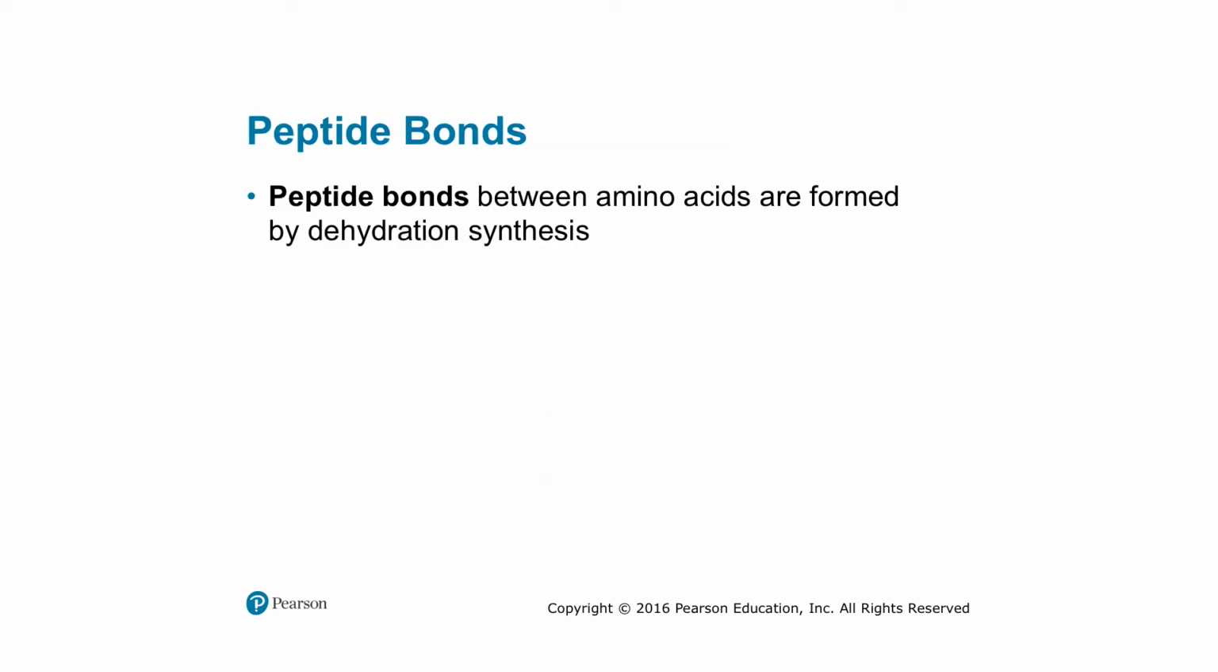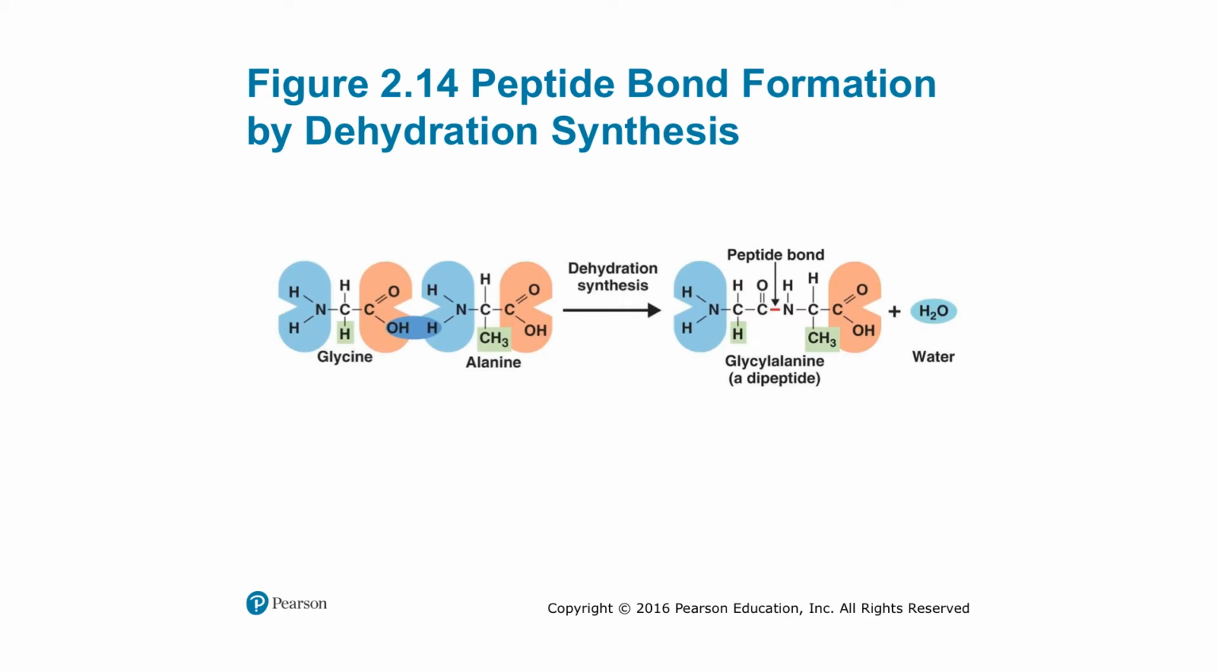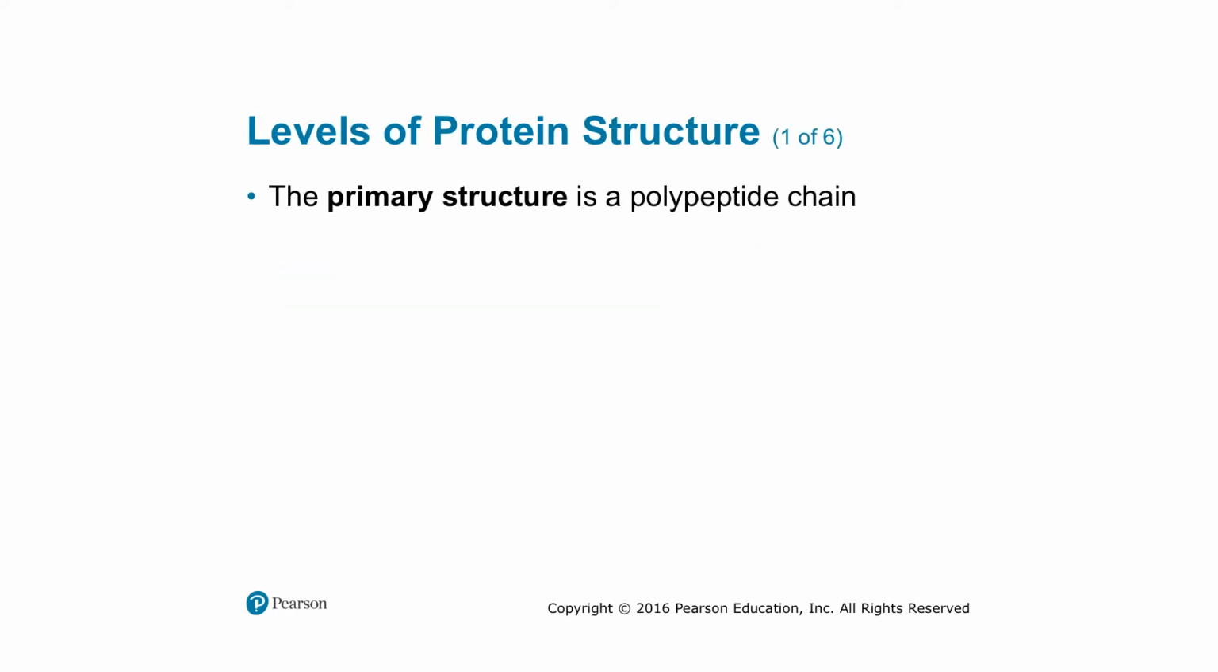Peptide bonds are found between amino acids and are formed by dehydration synthesis. This is an example of a covalent bond. Here we see this dehydration synthesis, so we have a glycine and an alanine coming together, and you'll see the carboxylic acid group and the amino group are coming together, and then they're going to kick off water, and we're going to get our peptide bond between those two.